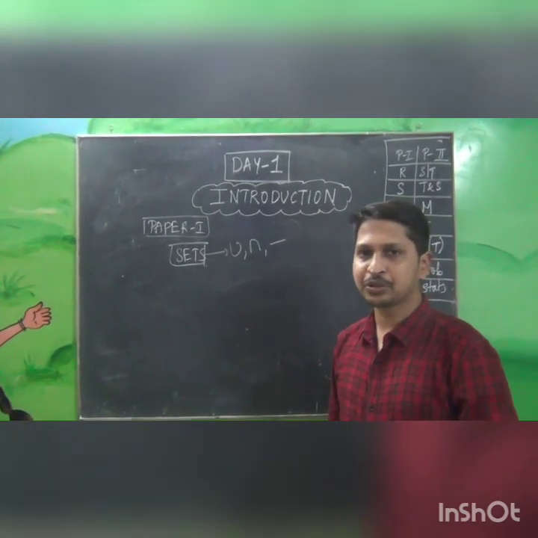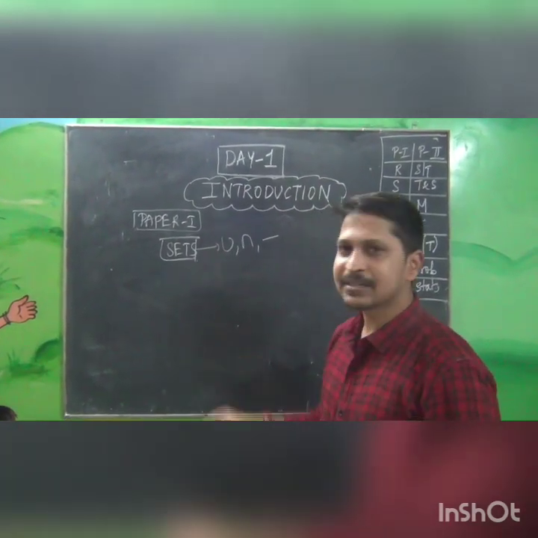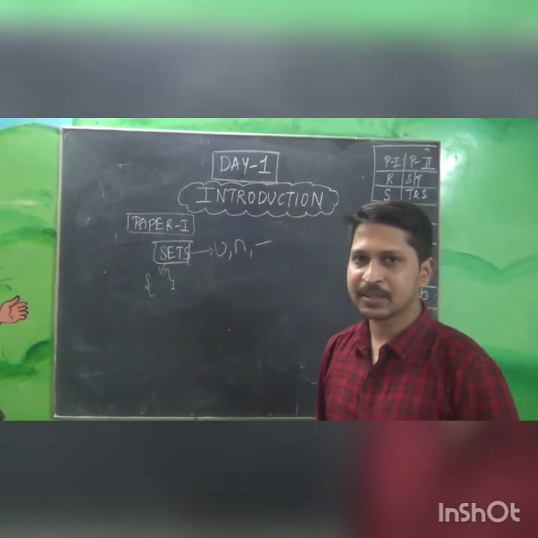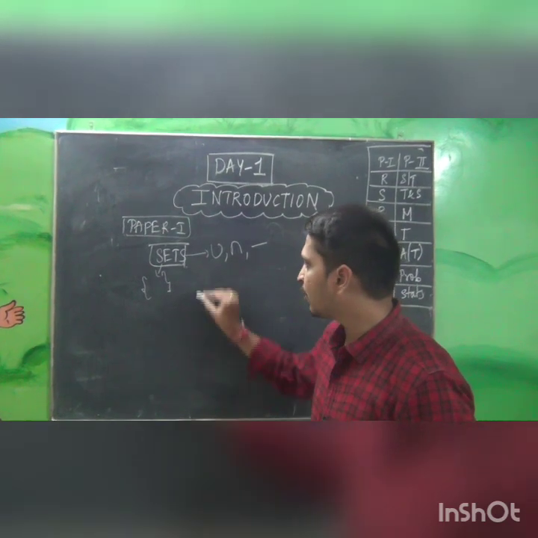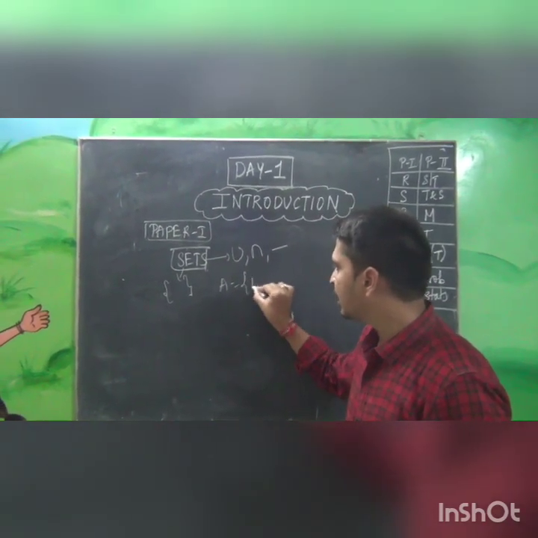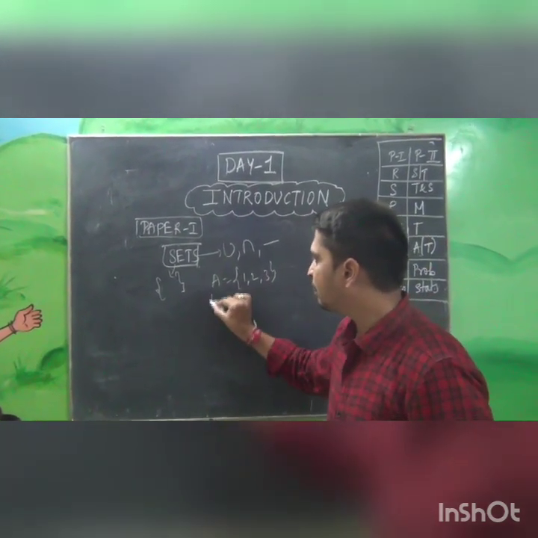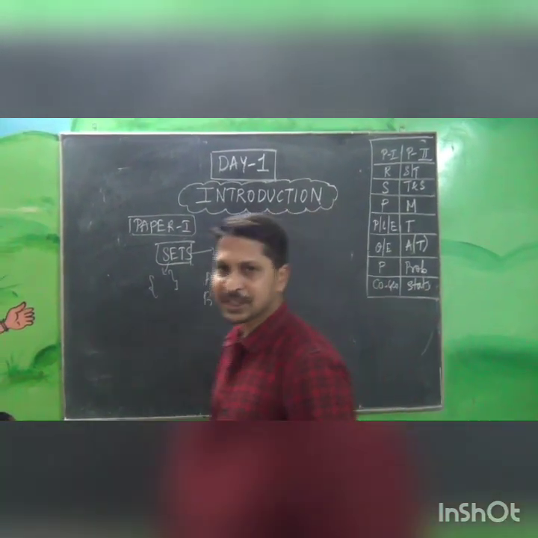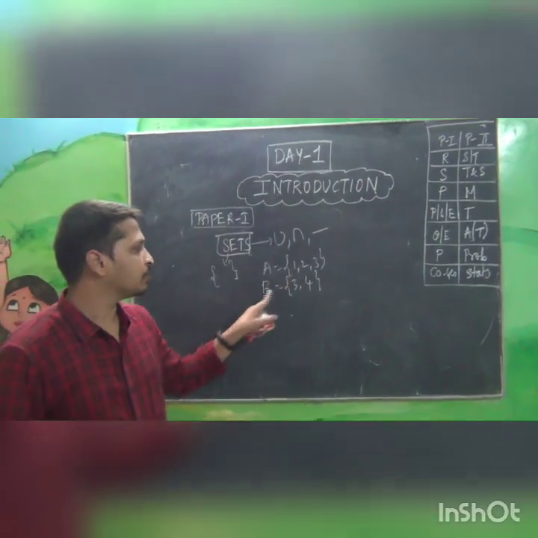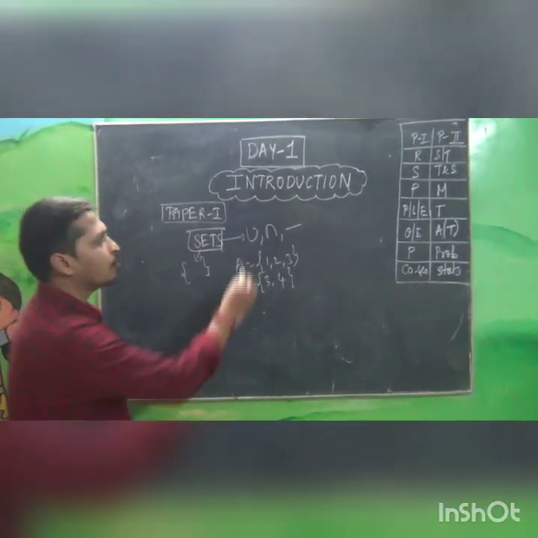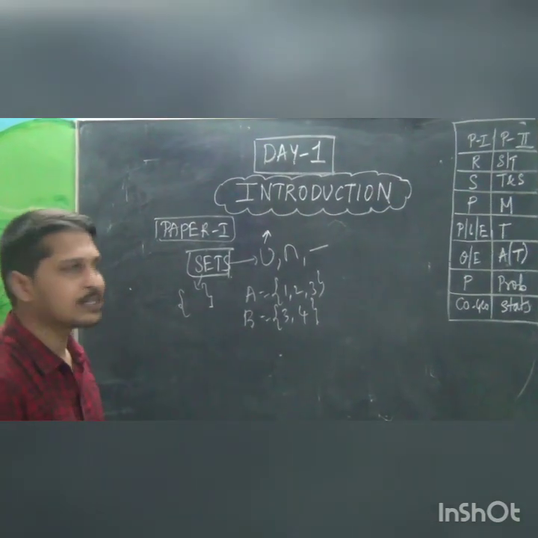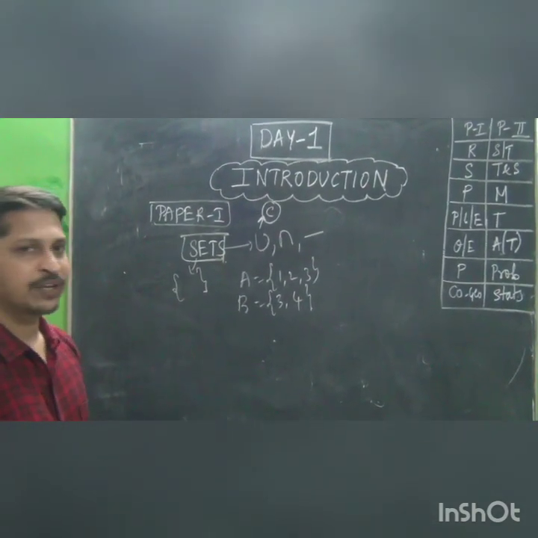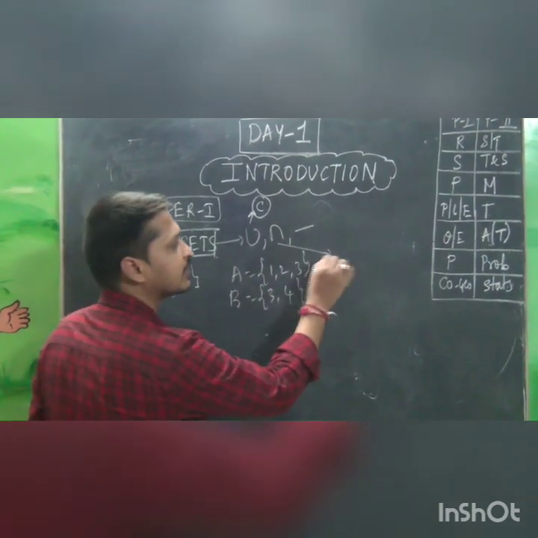To give an overview about sets, sets are denoted by curly brackets. Let's take a small example: A equals {1, 2, 3} and B equals {3, 4}. These are the two sets I took. Now, when I am talking about the union, it's a combination of A and B. When I am talking about the intersection, it's the common elements.